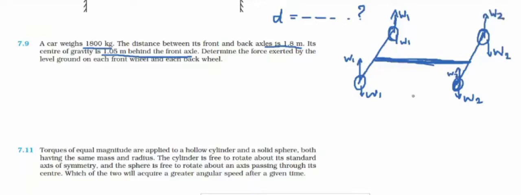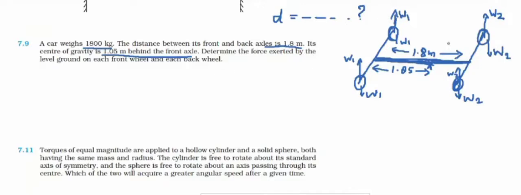Then what else the data given? Total axle length is 1.8 meter. This distance 1.8 meter, and its center of gravity is 1.05. We can take a point here, 1.05 meter from the front wheels. Now the remaining distance will be 1.8 minus 1.05, 0.75 will be there. Okay, this is the situation now.